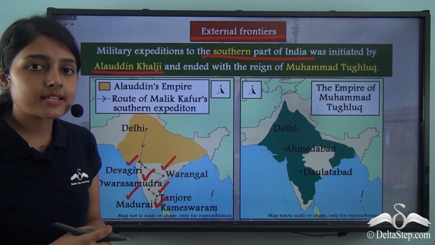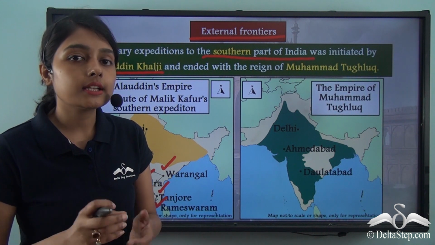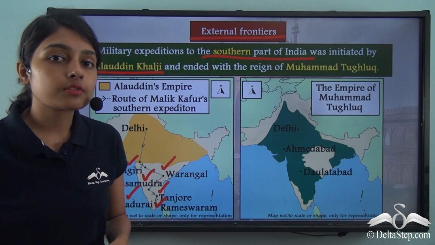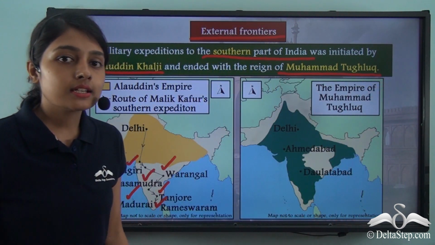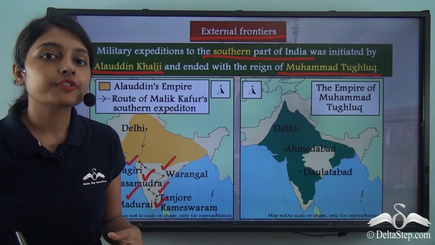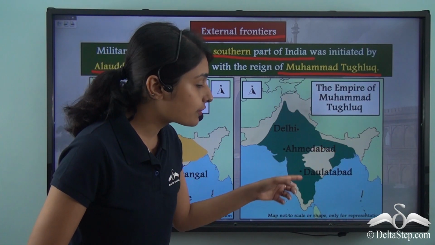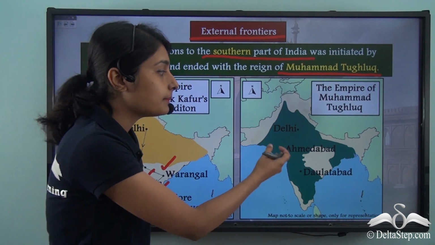This Khalji dynasty was followed by the Tuglak Dynasty, that was the third dynasty to rule under the Delhi Sultanate. And it was during the rule of Muhammad Tuglak that this external expansion of the dynasty came to an end. This area marked in green shows you the extent of the empire of Muhammad Tuglak.